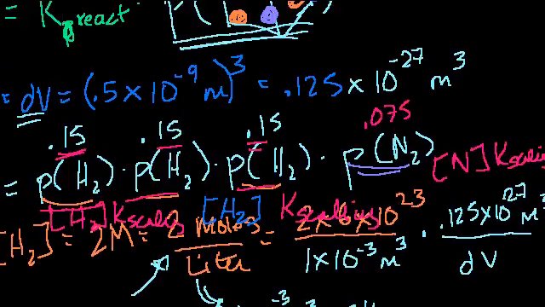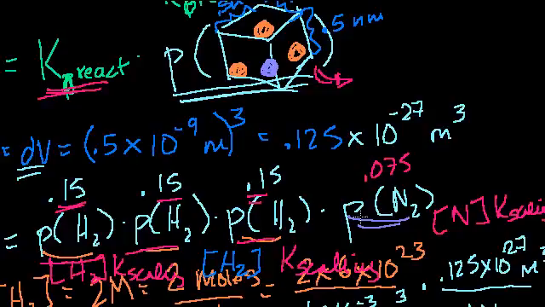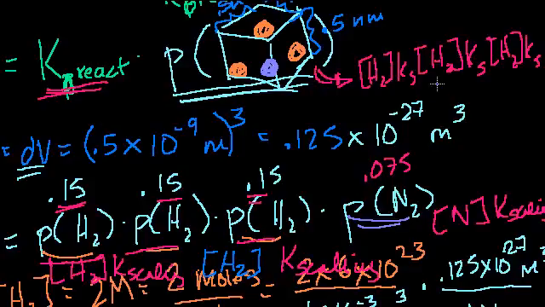So let's go back to our original problem. Our probability that the forward reaction is going to occur in the box is going to be equal to some probability that it's going to react given that you're in the box. That's some constant value, times the probability that they're in the box. And I'm making the claim that that's equal to all of these things multiplied by each other. So that's the concentration of hydrogen times some scaling factor, some other scaling factor, I'll call it K sub s, times the concentration of hydrogen times some scaling factor, times the concentration of hydrogen times some scaling factor, times the concentration of nitrogen times some scaling factor.